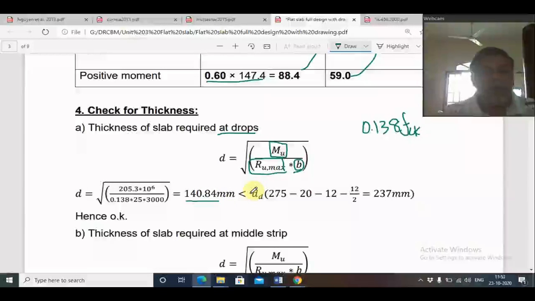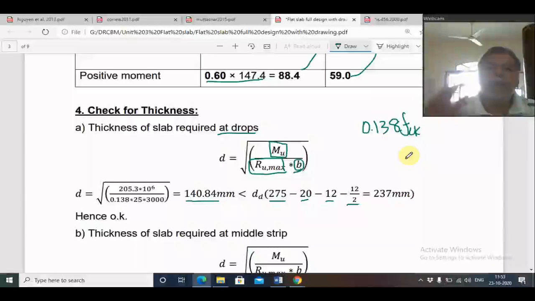But the provided effective depth is, the overall depth is 275. I am deducting the clear cover, then the diameter of the first layer, then half of the diameter of the second layer. At the drop locations, we have a negative bending moment in the column strip at the top.